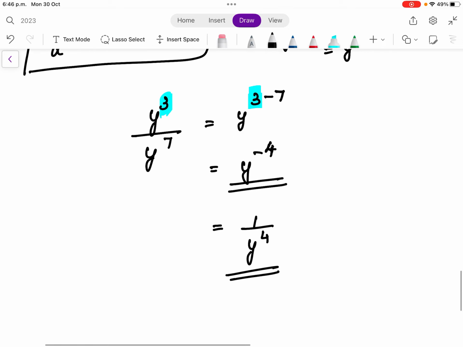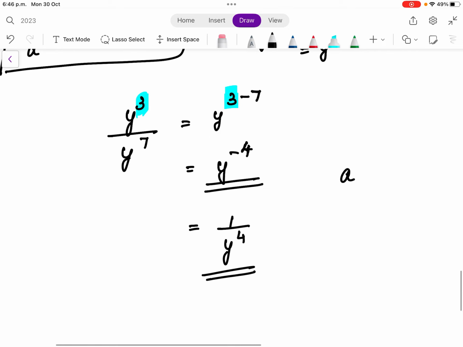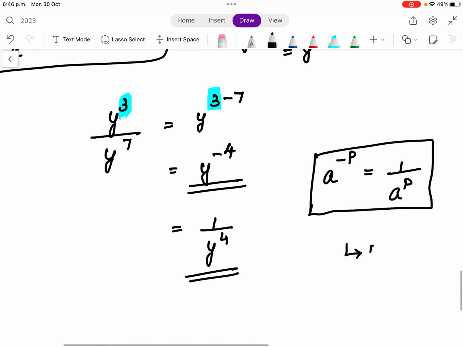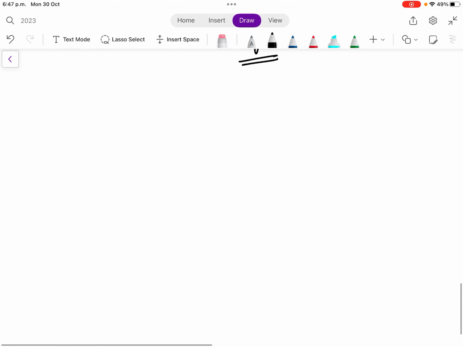Now how I can write this is another rule of indices, which is a to the power of minus p is equal to 1 by a to the power of p. This is another rule of indices. No need to worry about indices. All the rules of indices are there in the formula book. So look at the formula book and try to understand the indices and see which you can apply in different scenarios. Okay. Now moving on to a different set of simplification for algebraic fractions.